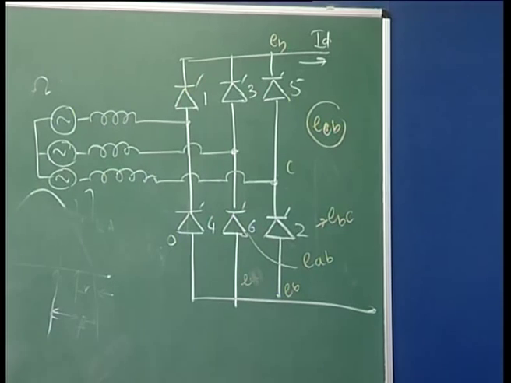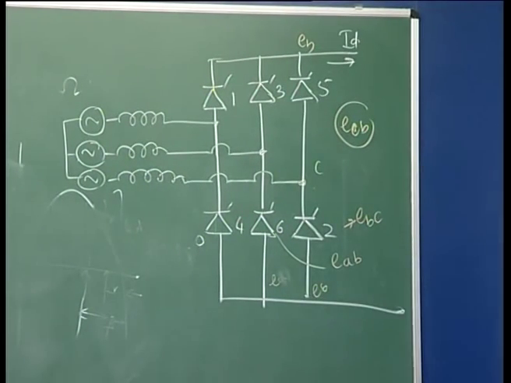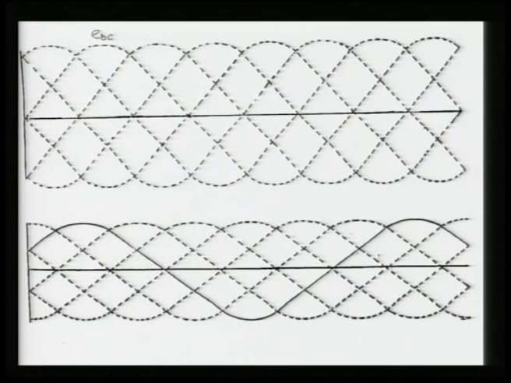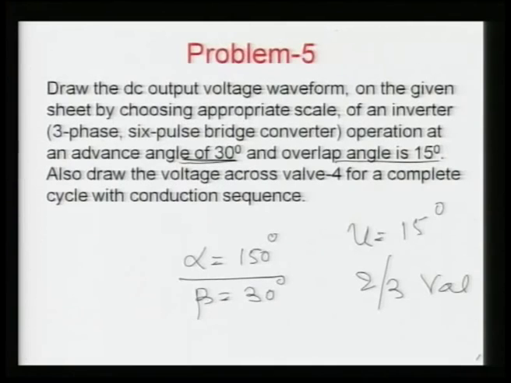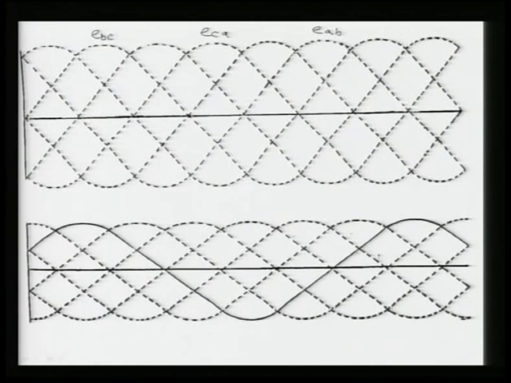Now, just mark the line to line voltages. As I said, EBC is given to you here. Now, after 60 degree, we go here, it is ECA, here it is EAB, and now again we are going here to BC. Now, we can see this is the reverse of this, so it is EBA, here this is the reverse of this, it is EAC, and this is ECB.